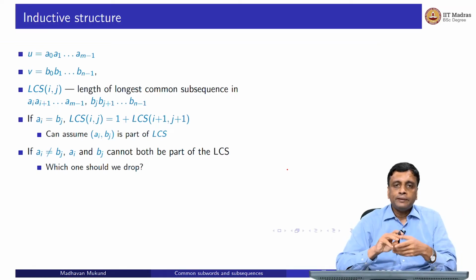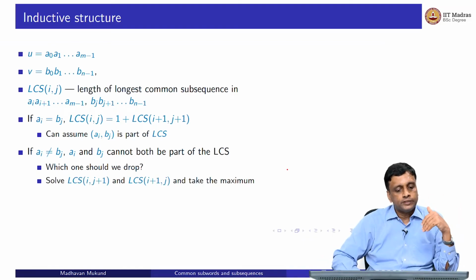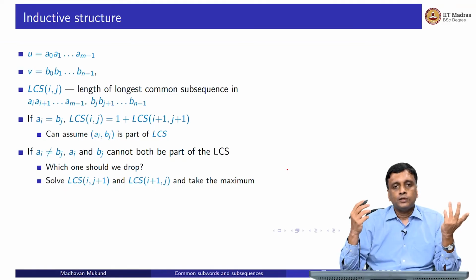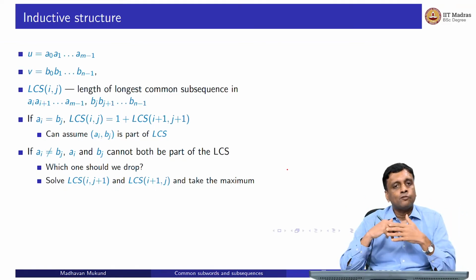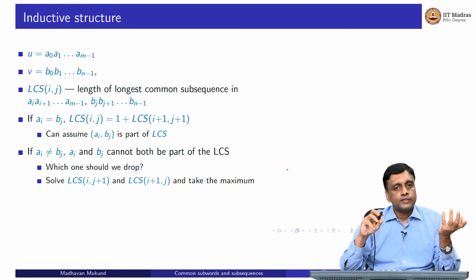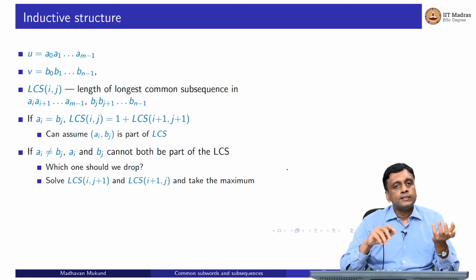But since I don't know any better, I will do both. So I will solve it assuming that I drop Bj, so I will look at I comma j plus 1. And I will also solve it assuming I drop AI, so I look at I plus 1 comma j. I will look at both these subproblems. In one case I have omitted AI, in one case I have omitted Bj, and then I will decide which one of these is better. So I will take the maximum of these. I am not ignoring anything. I am just doing all the subproblems that could contribute to this and taking the best one.